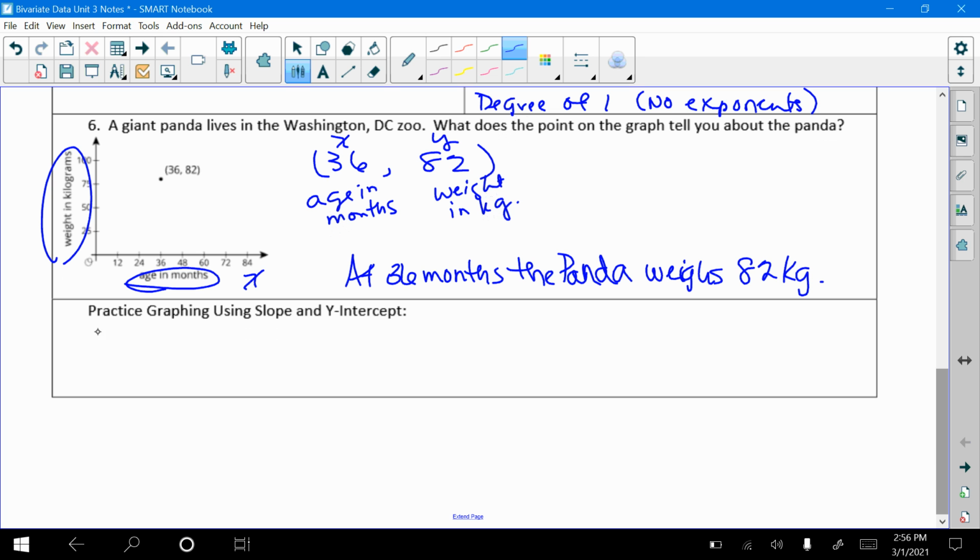Then we're going to do the graphing practice. This is checkpoint 2. The notes are checkpoint 1. This is checkpoint 2. So go in checkpoint 2, follow the link.